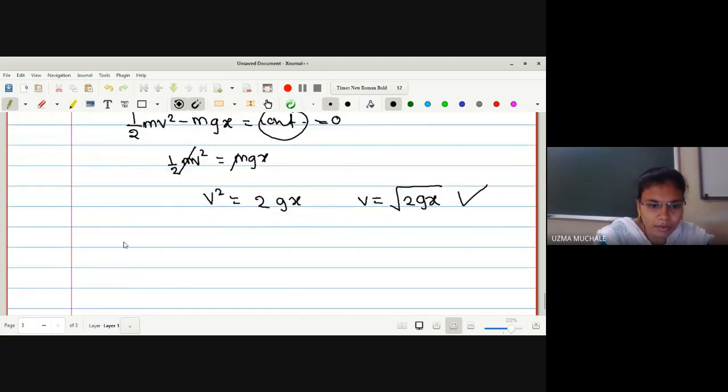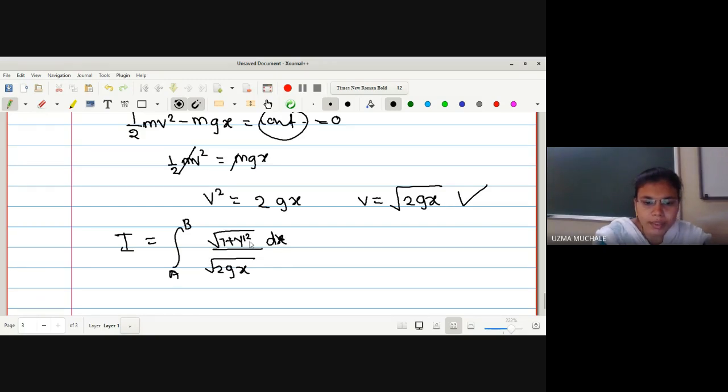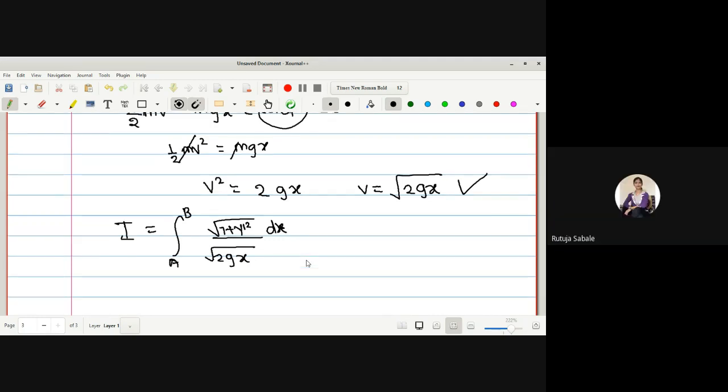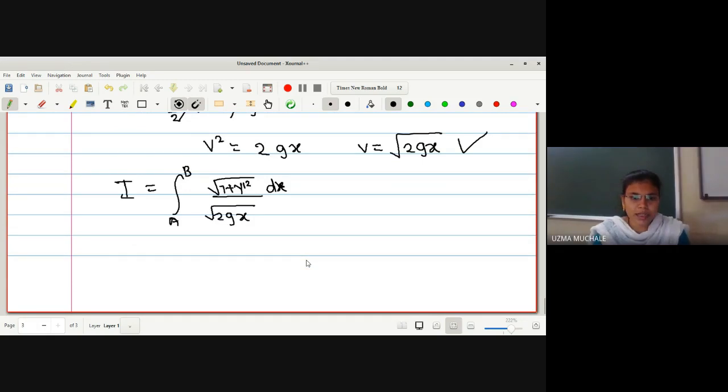So what will be the value of the integration I, say from point a to b? Okay, so ds upon v. The value of ds we have obtained is under root of 1 plus y dash square, divided by under root of 2gx. Okay, and here the value of ds is under root of 1 plus y dash square dx. Is there any doubt up to this? No, ma'am. Okay, if not, let me solve this.